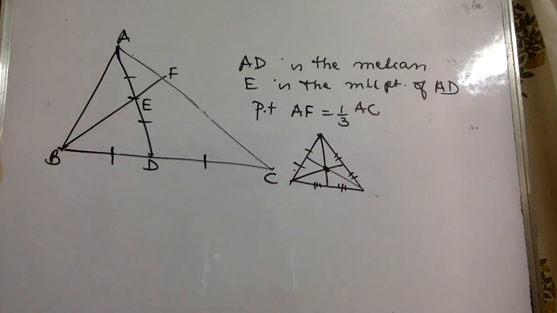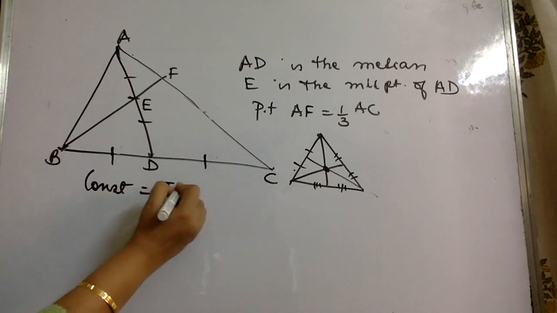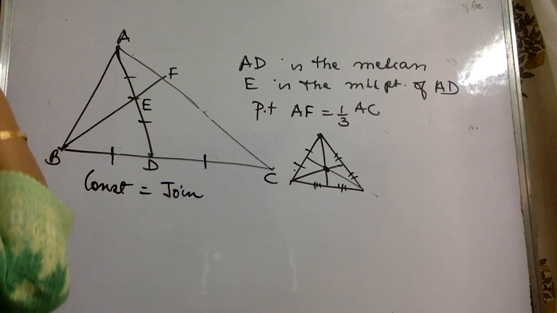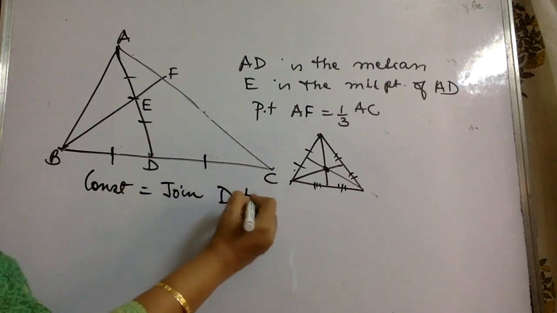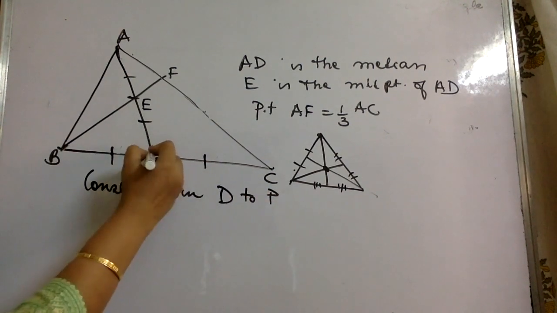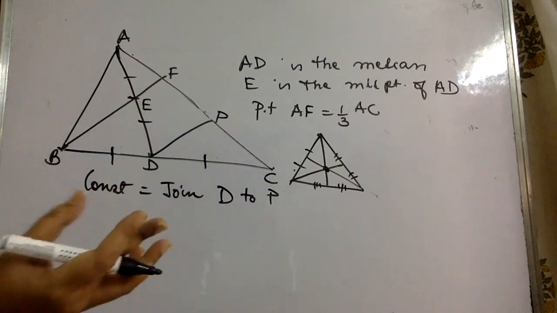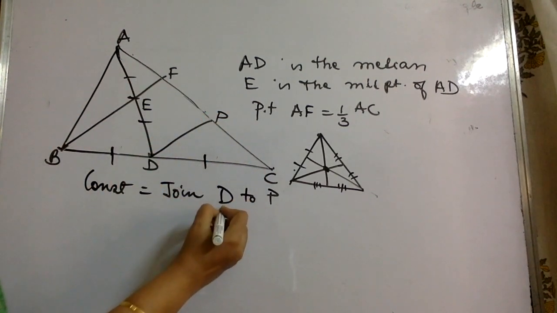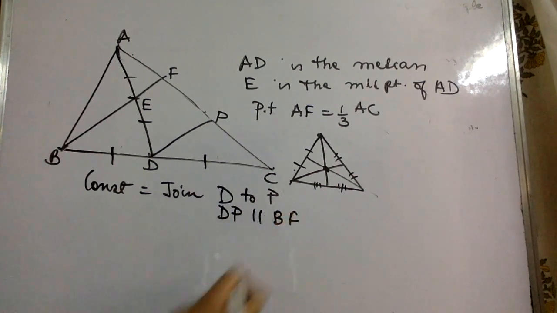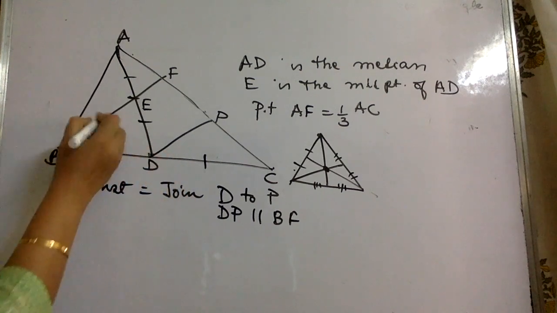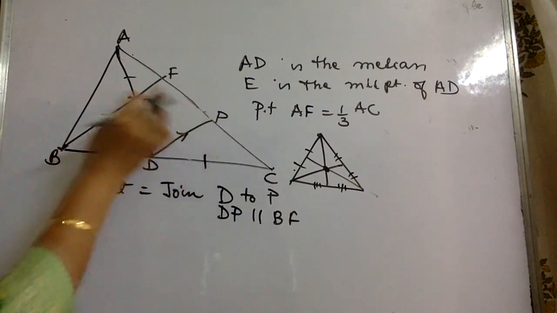So in this sum there is one small construction. Join D to P. P is a point on this line. This is P, we name it P from our side. And DP should be parallel to BF. That is our only concern. At the moment we are not bothered about where P is lying.